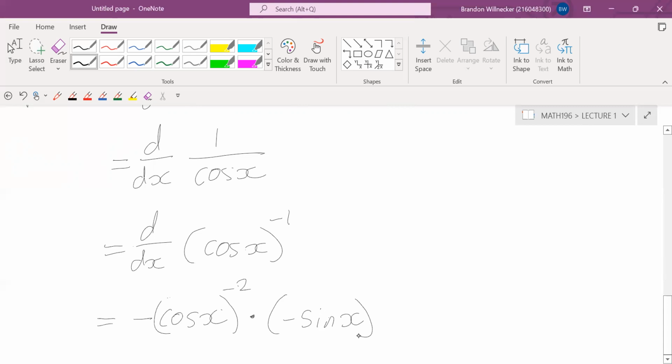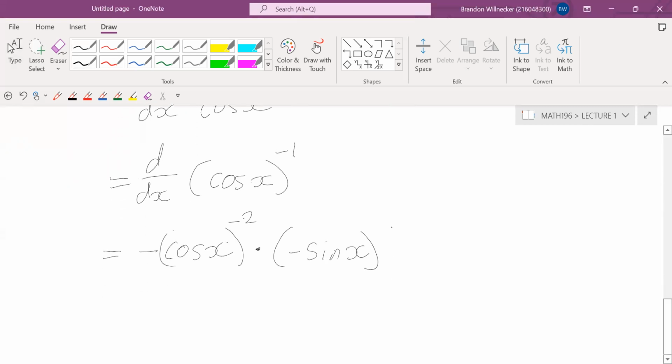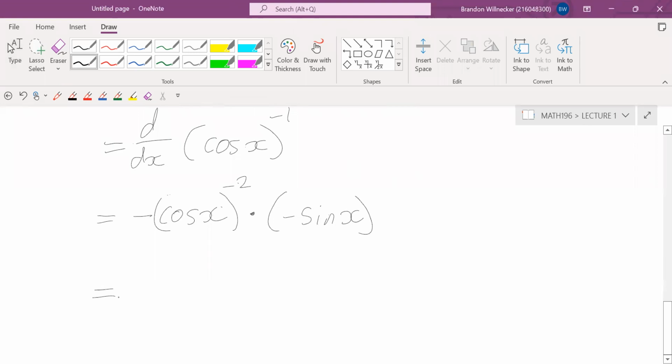Okay, so we've got that. Let's try and simplify this. The first thing that we have here is that these two minus signs are going to cancel. And cos x to the minus 2, we can take that down to the denominator. So we're left with sine x over cos squared x.